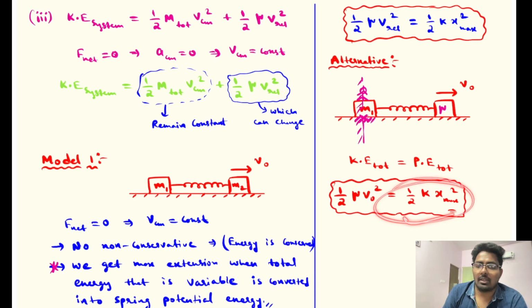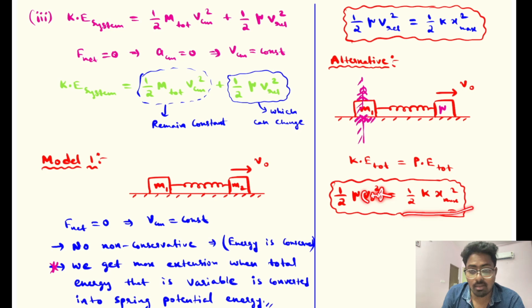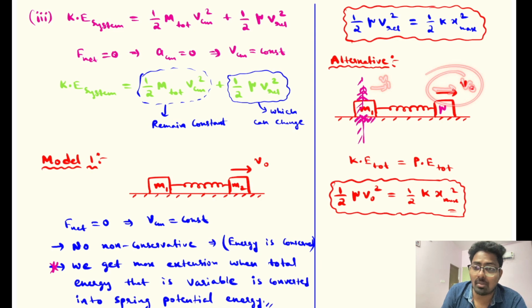As I said, let's say if velocity v1 is given here, then it will become v0 plus v1 whole square. Then still it will be half k x max square. Let's say v0 is given in this direction and v1 in this direction, then relative velocity will become v0 minus v1. So in this case the relative velocity has become v0, that's why I got this formula.